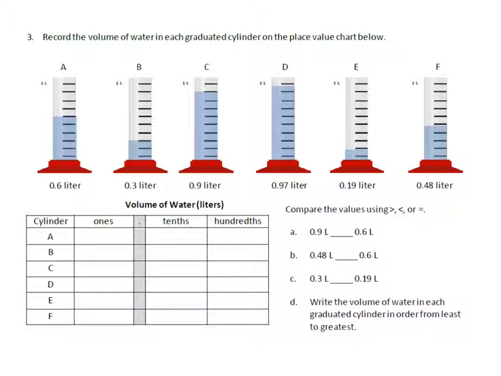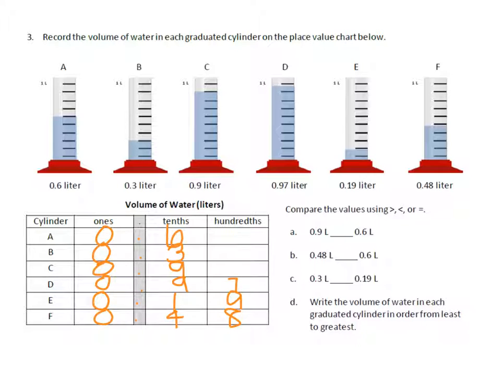Let's turn the page and look at number 3. It says to record the volume of water in each graduated cylinder on the place value chart below. If we take a look at cylinder A, it has 6/10. Cylinder B has 3/10. Cylinder C has 9/10. Cylinder D has 97 hundredths. Cylinder E has 19 hundredths, and cylinder F has 48 hundredths.